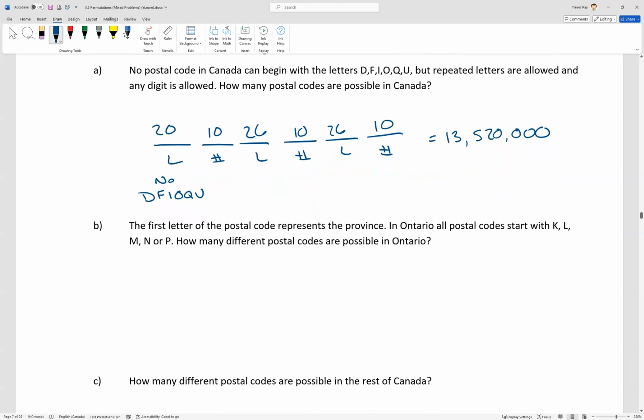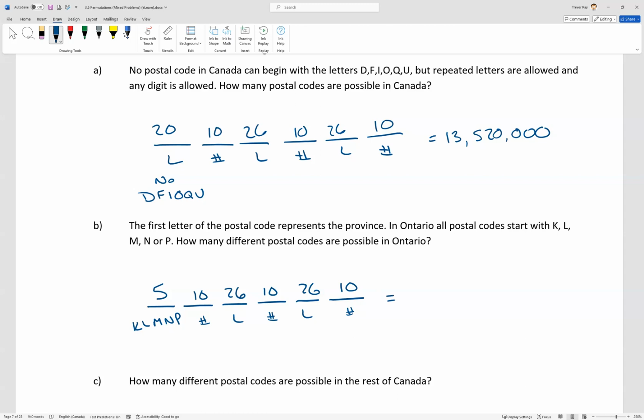Part B. The first letter of a postal code represents the province. In Ontario, all postal codes start with K, L, M, N, or P. So, same as before, we've got 6 spots. Now, the fact that it can't be D, F, I, O, Q, or U is really irrelevant since it has to be K, L, M, N, or P. So we have 5 choices of letter there. And then we have, again, number, letter, number, letter, number. Numbers have 10 options. Letters have 26.